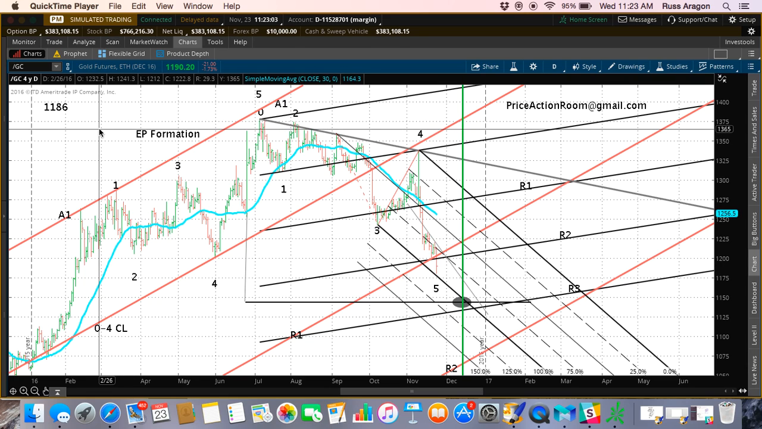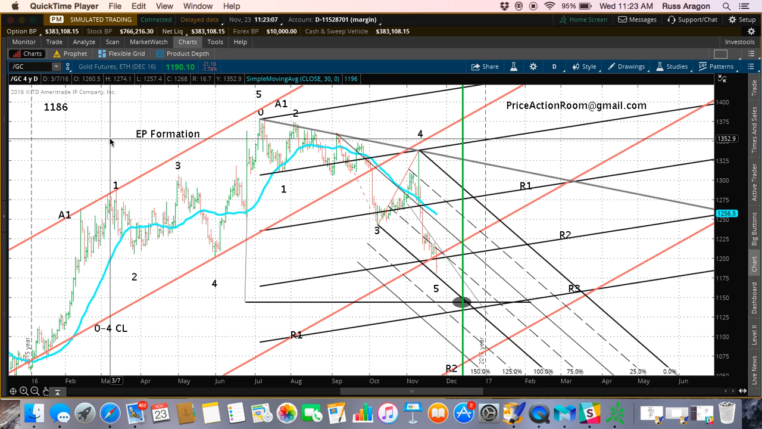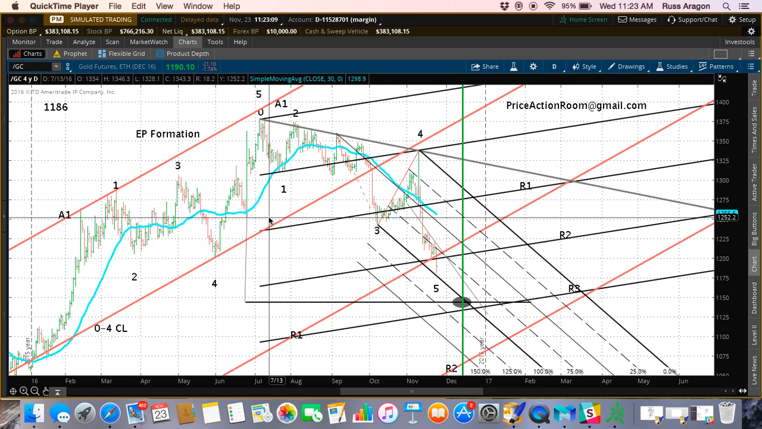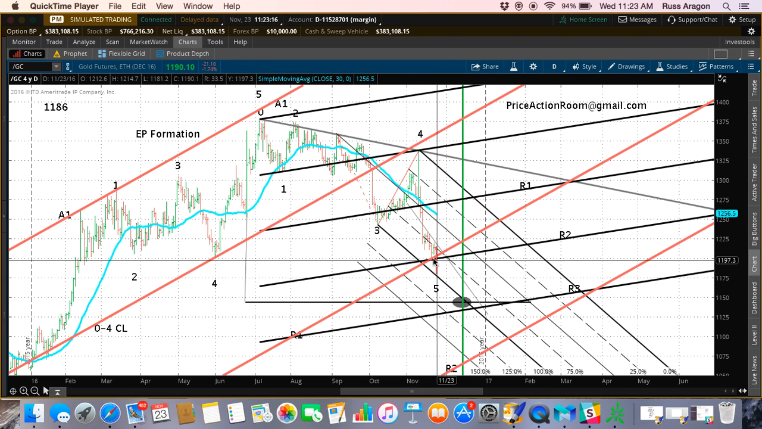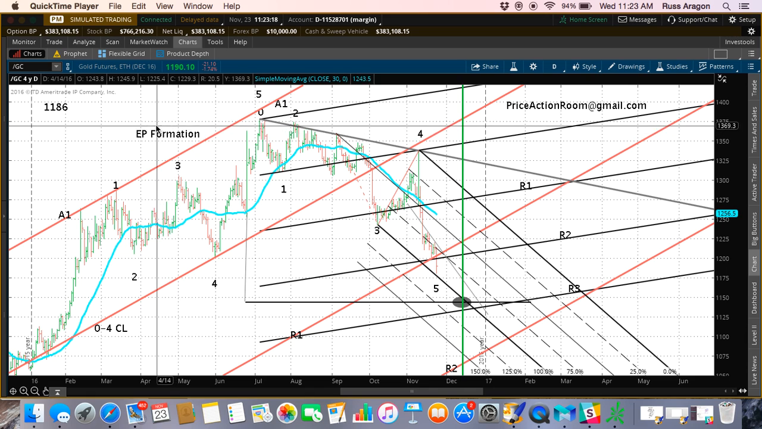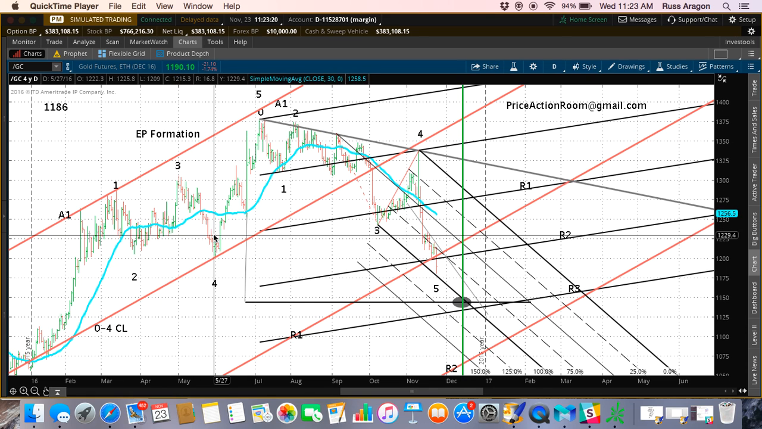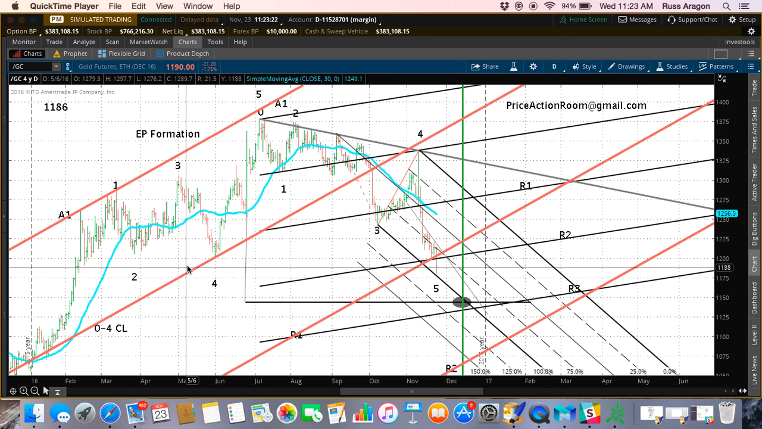Good afternoon, everybody. We're just looking at the gold chart we posted about on the 17th, and we're looking at our target down here of around 1142 and change. As you can see, we have our EP formation here, 1, 2, 3, 4, 5. 0 through 4 center line.